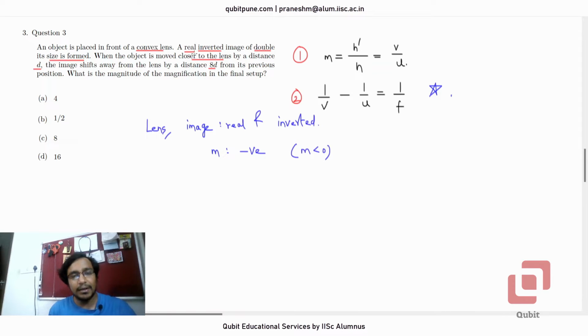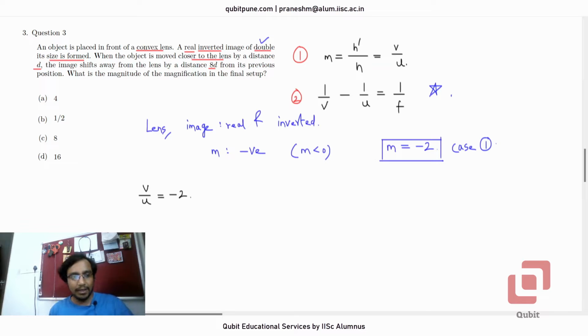They have said that a real inverted image of double its size is formed. So in the first case, M's value is negative 2. Okay, so that will give us the first relation that is going to be helpful in solving the problem, and that is V by U is equal to negative 2.